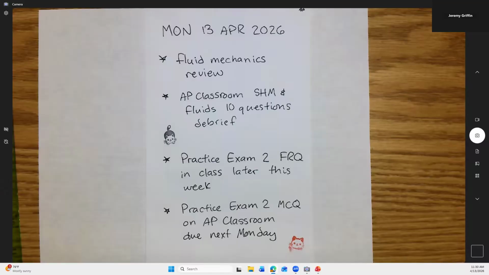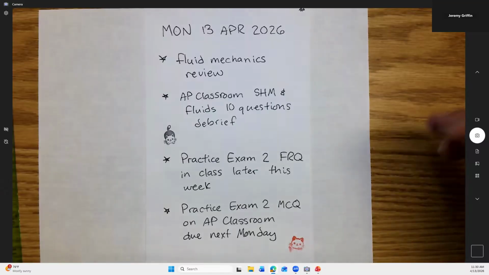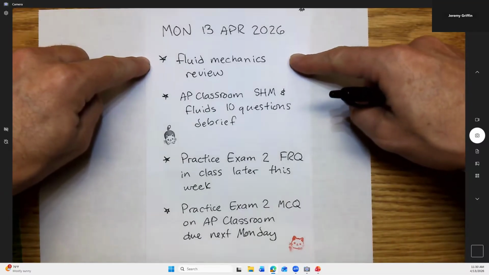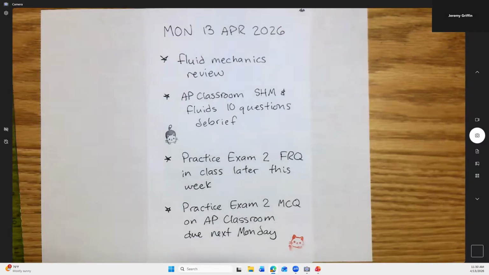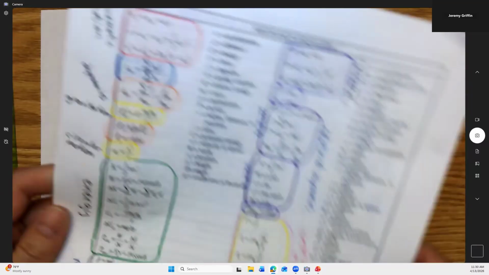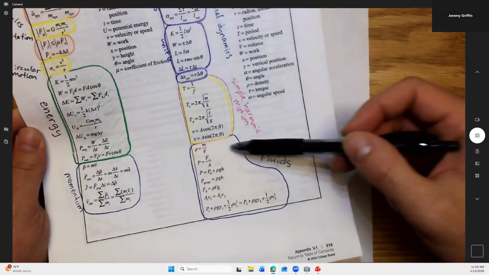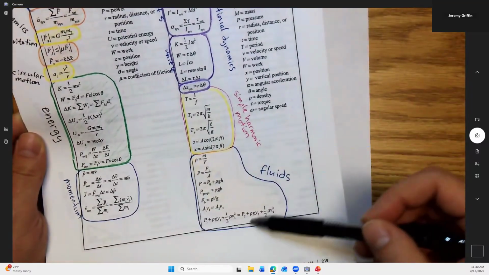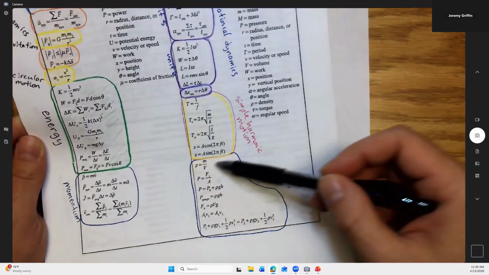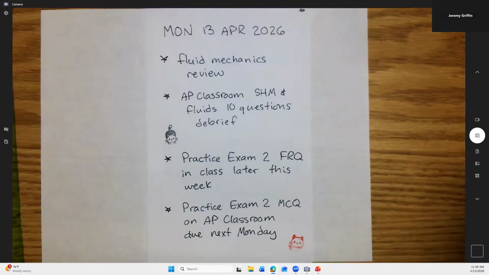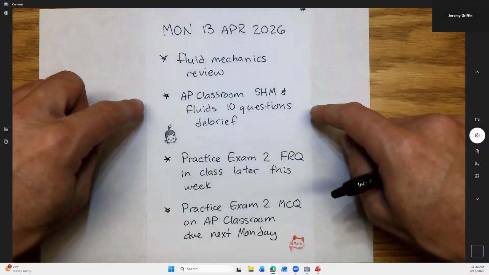Recording is rolling. It is Monday, April 13th. Gonna do fluid mechanics review with you guys. Guys, this is the last topic by AP book. We're gonna focus on these equations down here. It's the last set of equations. Go to your PowerPoint slides today and also come up with some challenge questions for you guys.